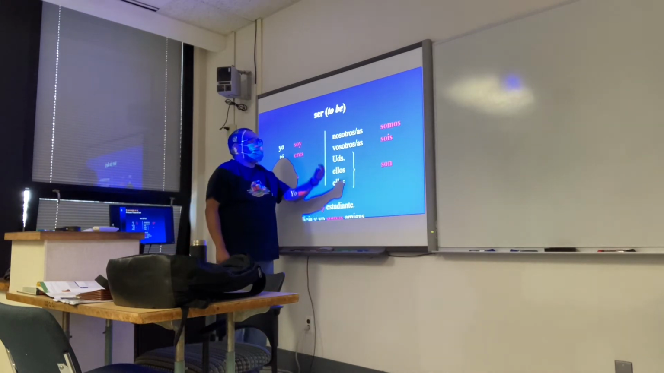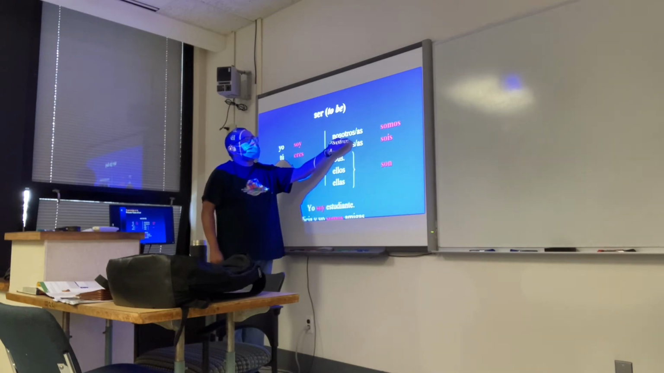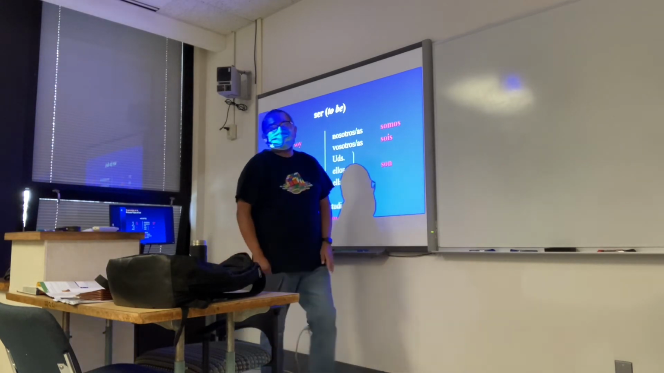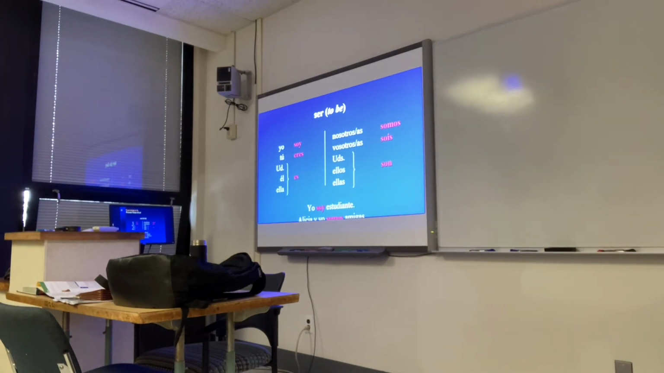Now, these are the plurals. What do I mean by that? Nosotros means we. Okay? So you've got two people, or more than one. But let's just go with two. You've got we. Okay? Now, we've done a little bit of this. Nosotros, nosotras. Remember that in Español, certain things are divided by gender. Okay? Nosotros would be the masculine form. Nosotras would be the feminine form. Okay?